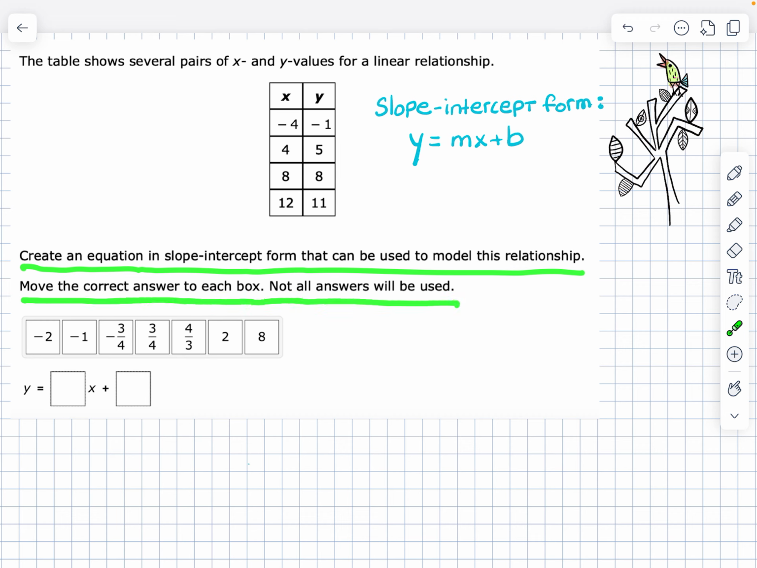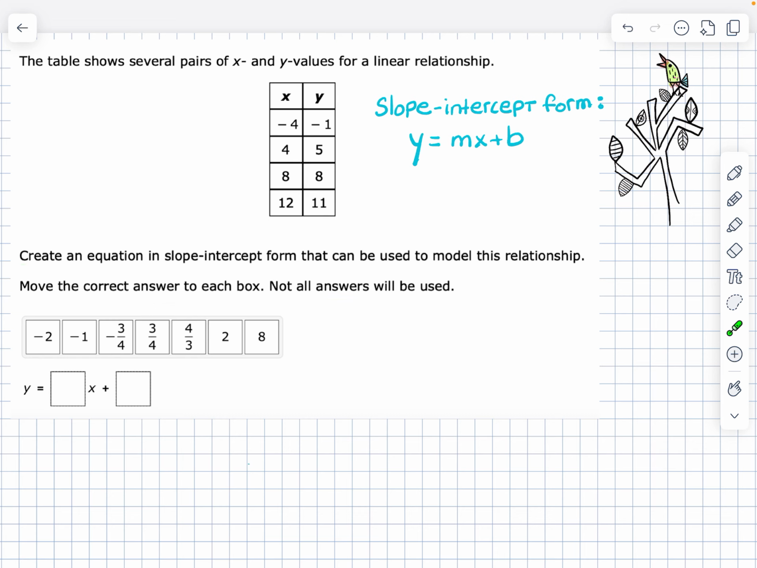So this is from the actual test, the released questions, and you're going to take one of these and drag it here, and one of these and drag it. Who knows yet which they are, but we're going to find out here in a minute. So here's what we need to know. I'm going to highlight a couple things. We need an equation in the slope-intercept form.